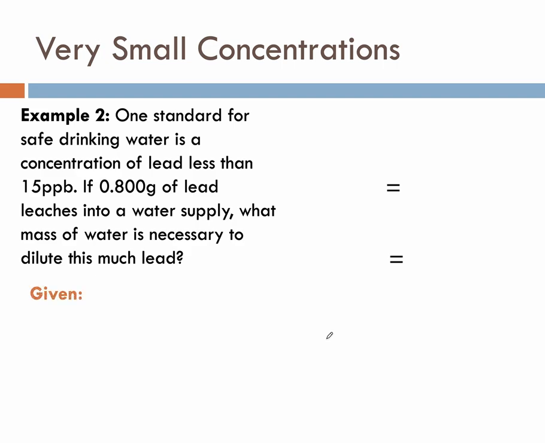Okay, let's write down our givens here. We know that 15 parts per billion, that's the concentration we're going for here. So we're trying to get down to a concentration of 15 parts per billion. We also know the mass of the solute, so the mass of the lead that has leached into our water supply is 0.800 grams. So the mass of the solute is going to be the mass of that tiny thing dissolved.